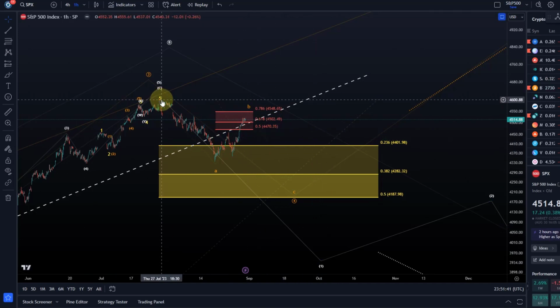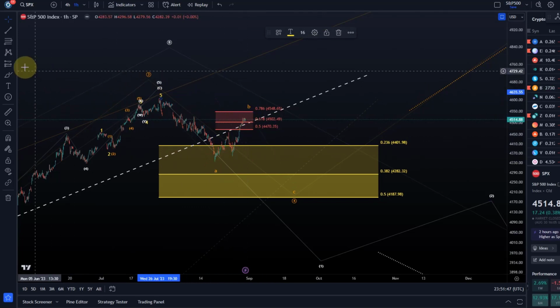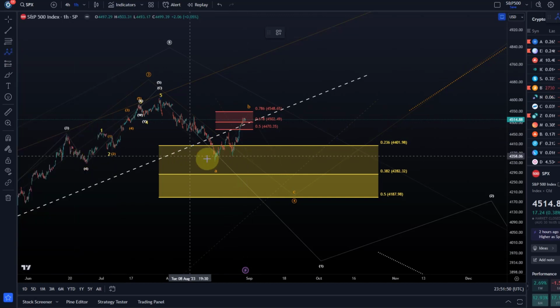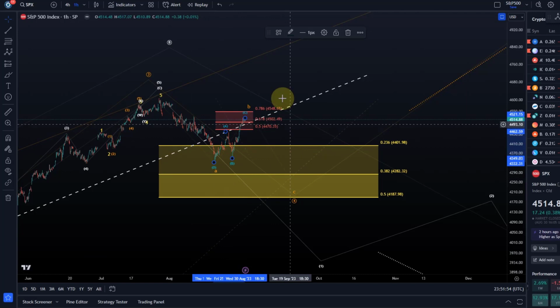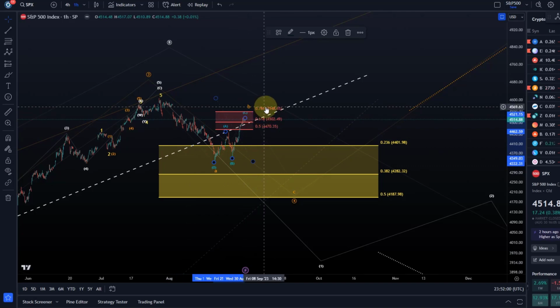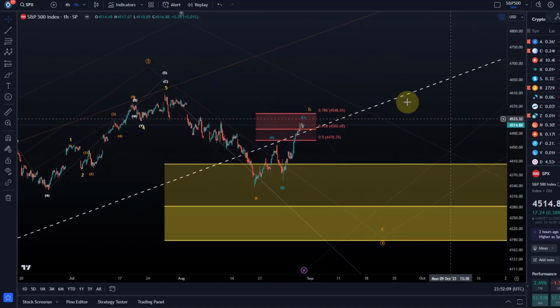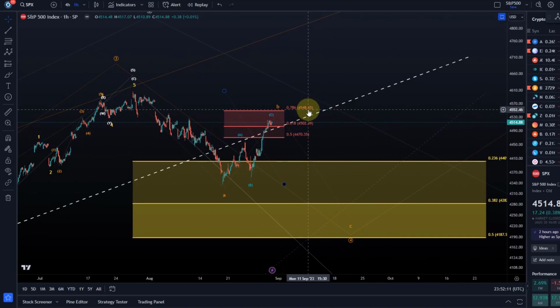$4,550. So the idea is we came down in an A wave. This is now a B wave, which is subdividing into an A wave, a B wave, and a C wave. This is something I'm observing at the moment, ABC in wave B. We've got here the key decision level, key pivot point, the 78.6 fib level. Yes, B waves can overshoot, but it's certainly a level to watch: 4,550.